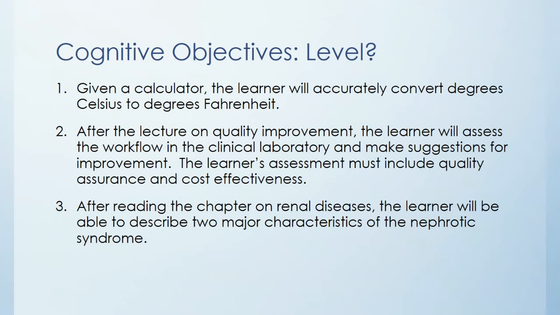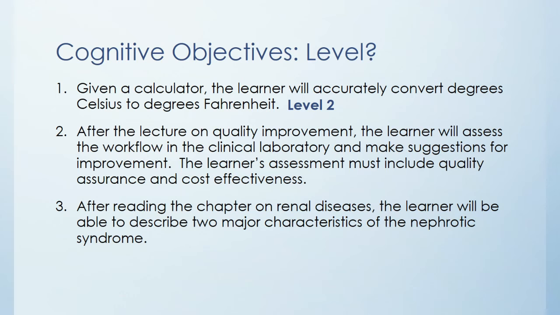So we're going to go over some cognitive objectives and try to figure out what level they're at. Given a calculator, that's our condition, the learner will accurately convert degrees Celsius to degrees Fahrenheit. This is going to be a level 2 because it's more than just recalling information, it's actually doing something, so that puts it at level 2.